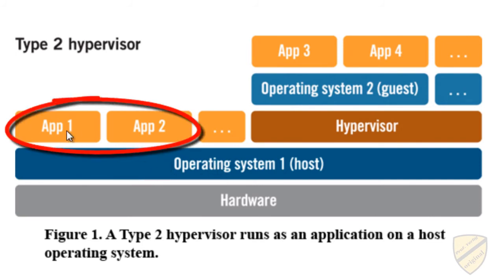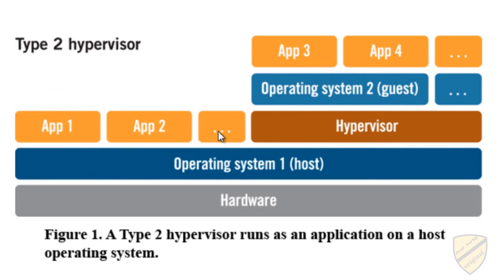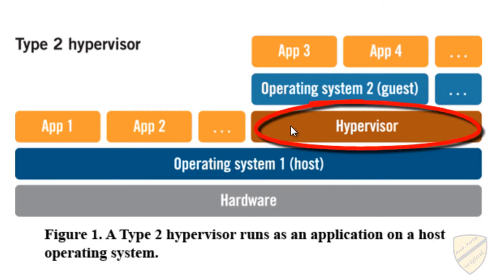Where we see these things, App 1, App 2, that's just saying any programs that you may install. So say you install Microsoft Office and you install Photoshop and you install some game that you want to do here. So you can install all of those things, and it doesn't affect anything that we're going to look at with our hypervisor.